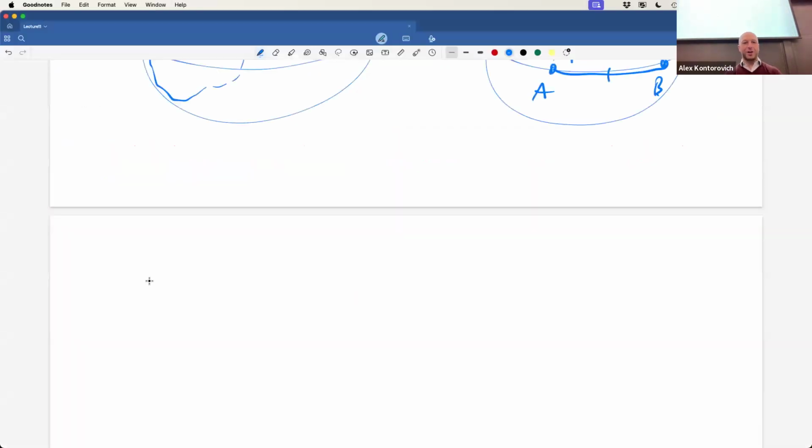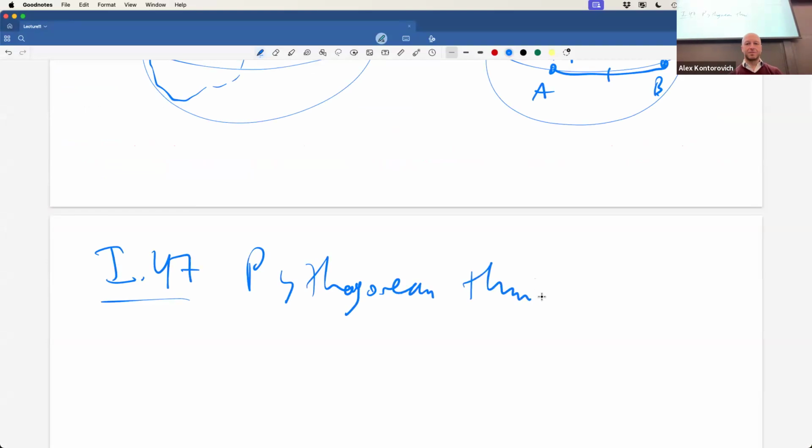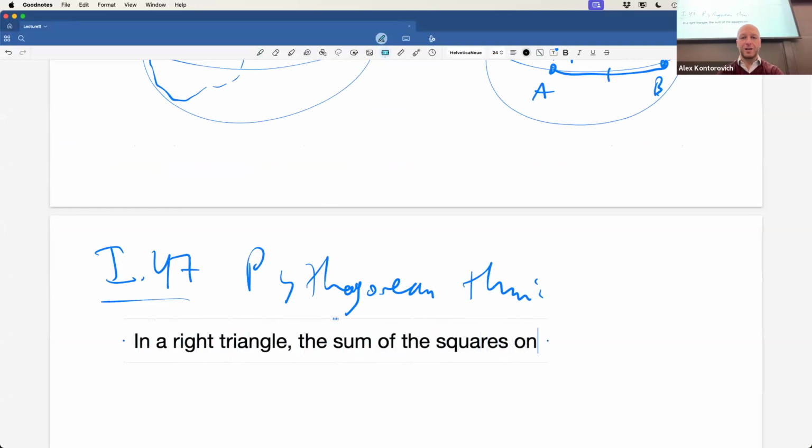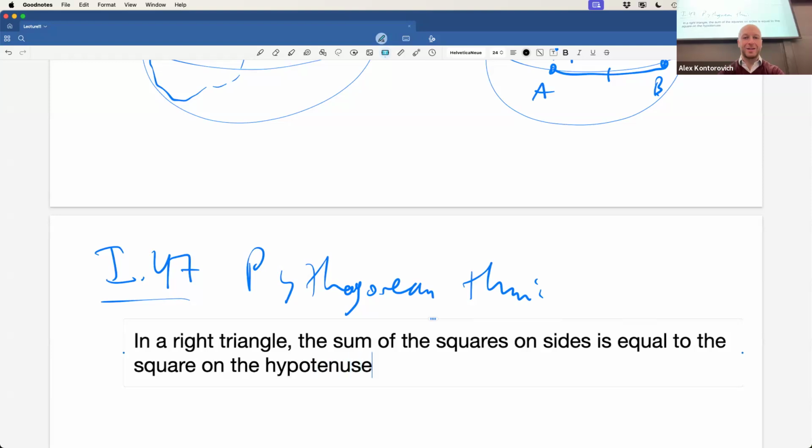Okay. Proposition I-47, the famous Pythagorean theorem. Let's write it in words: in a right triangle, the sum of the squares on the sides is equal to the square on the hypotenuse, is how he would say it. Or he wouldn't even use hypotenuse, he would say the largest side. How do you sum squares? Sums implicitly means area.